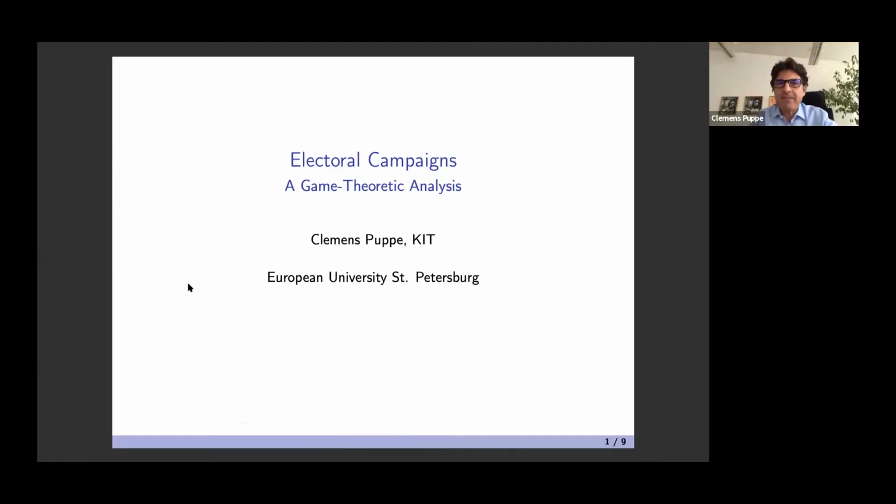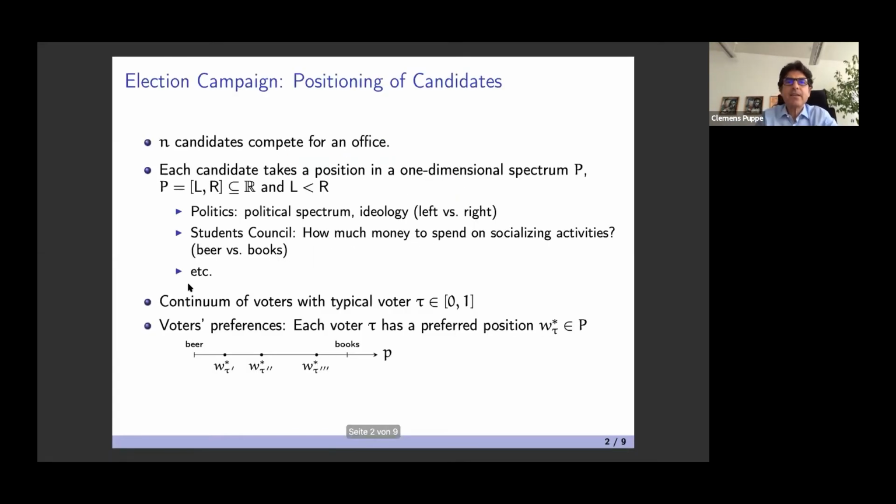So let me do some game theory now. I hope most of you will be familiar with the basic concept of game theory. It is actually here the basic concept of Nash equilibrium. I will not need anything else than Nash equilibrium, and I will explain everything as I go along. So electoral campaign is the question about where do candidates position themselves if the distribution of preferences among the population is known.